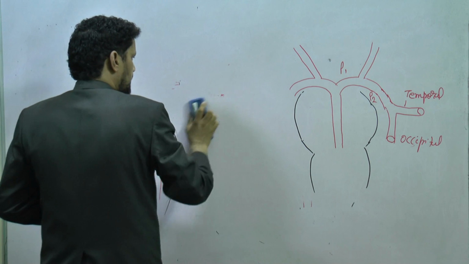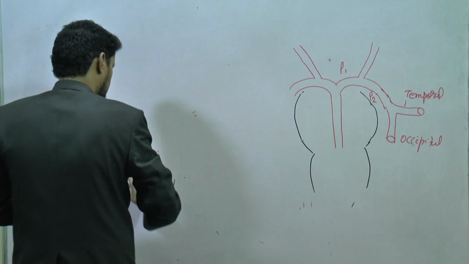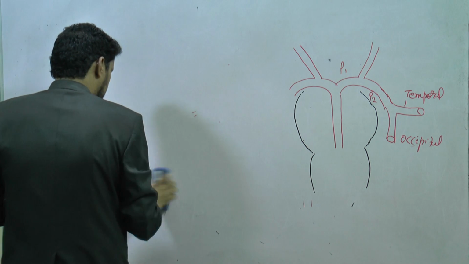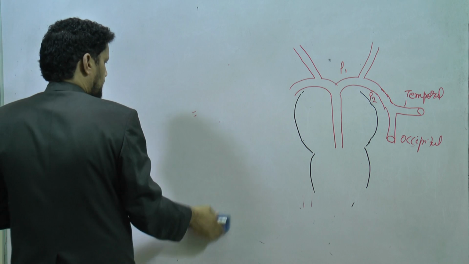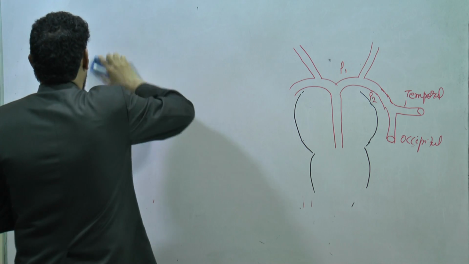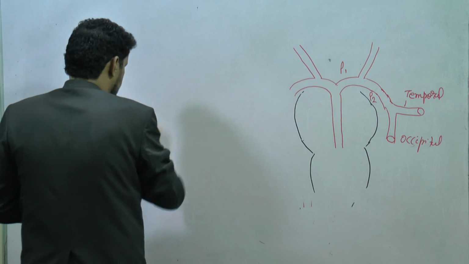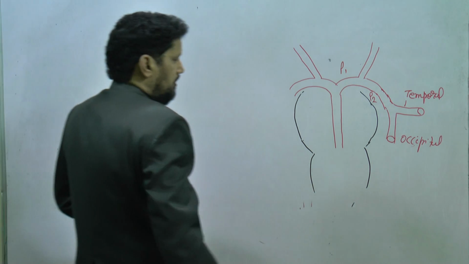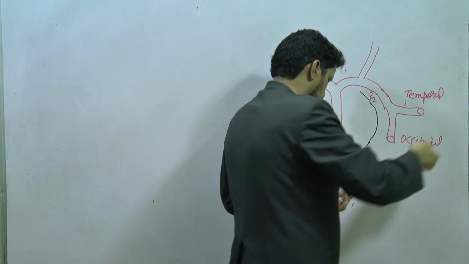So the vertebrobasilar arteries are the arteries for the brainstem, cerebellum, the occipital lobe, part of the temporal lobe, and part of the diencephalon, basal ganglia, and some part of the internal capsule.